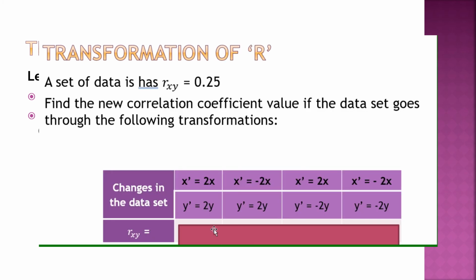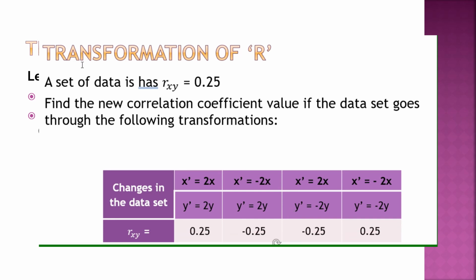Alright, now let's look at this. A set of data, the original one is 0.25. If you times X with 2, you times Y with 2, it won't change, it will be 0.25. You times 1 with negative, times 1 with positive, can you see it will change to negative? Yes. You times 1 with positive, times 1 with negative, it will change to negative. You times both with negative, both same sign, it won't change. Alright?